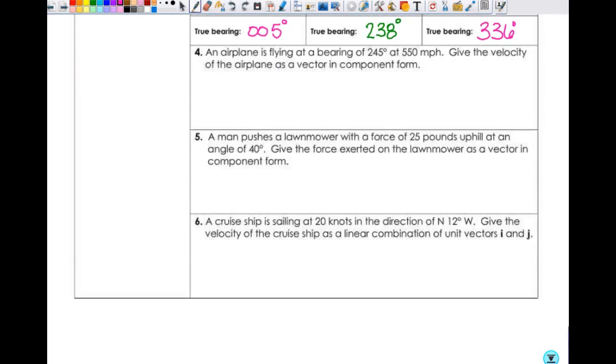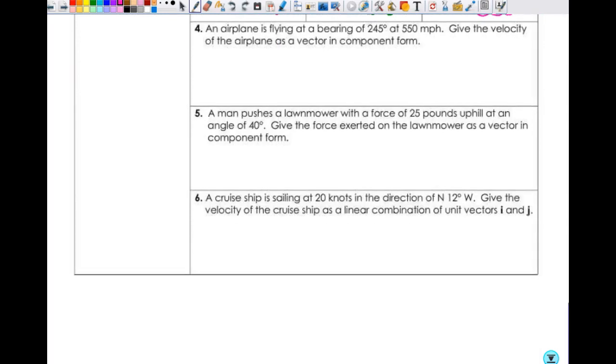So let's look at a couple of these short ones first. It says an airplane is flying at a bearing of 245 degrees at 550 miles per hour. So the magnitude of our vectors can be a velocity or it can be a force when we're working with these. So it says give the velocity of the airplane as a vector in component form. And remember, component form is your pointy bracket form.